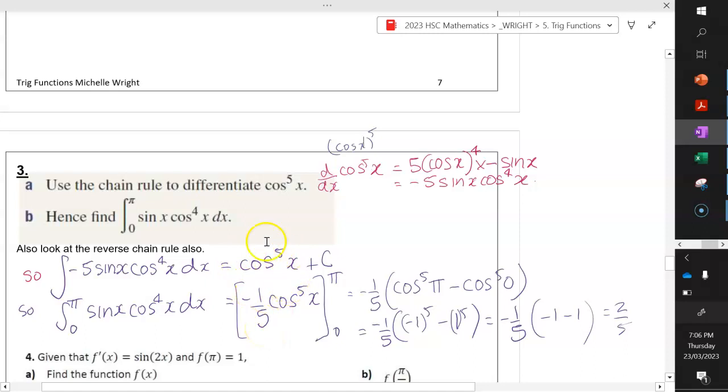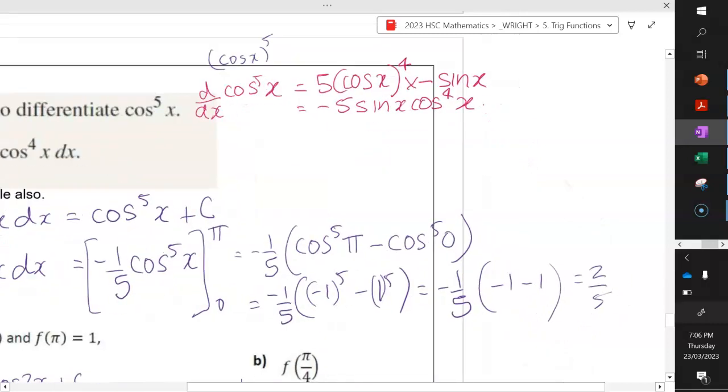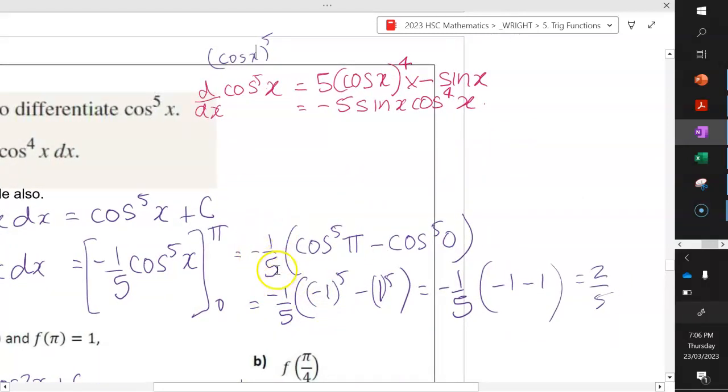So minus 1/5 of this answer between pi and 0. And I've just popped those in. This bit's fairly simple. The minus 1/5 comes out the front. I'm going to go cos to the power of 5 of pi minus cos to the power of 5 of 0. Cos of 180 is minus 1. You can pop that in your calculator or use a unit circle. So it's minus 1 to the power of 5. Cos of 0 is 1. So I'm taking away 1 to the power of 5. The minus 1/5 is out the front. Be careful of this. Minus 1 to the 5 is still minus 1 because it's an odd number. And I'm taking away the 1 from before, so I end up with 2/5.